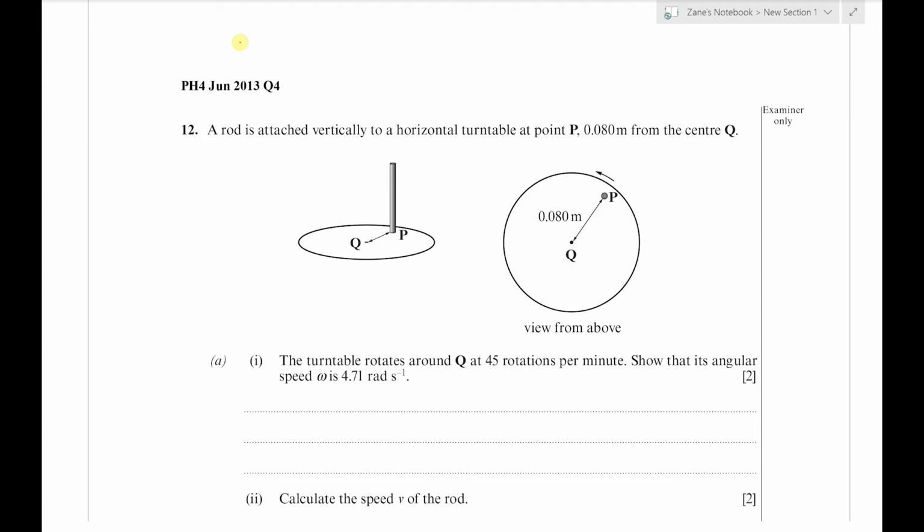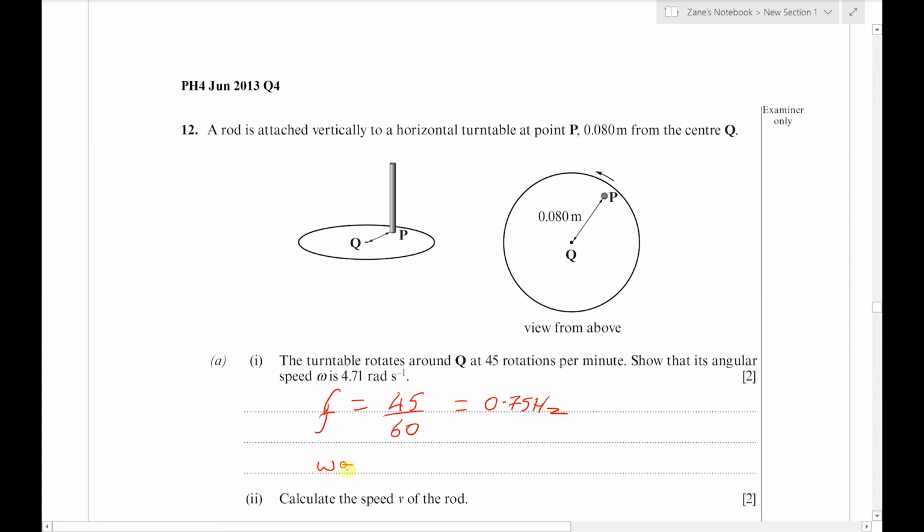What we've got to remember is that the angular speed omega, measured in radians per second, is literally the number of radians swept out per second as this turntable rotates. At the moment the frequency is 45 revolutions per minute. If we divide that by 60, we get the number of revolutions per second, or the number of hertz. So that's 0.75 hertz.